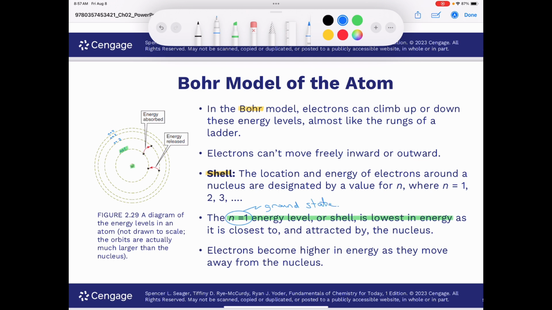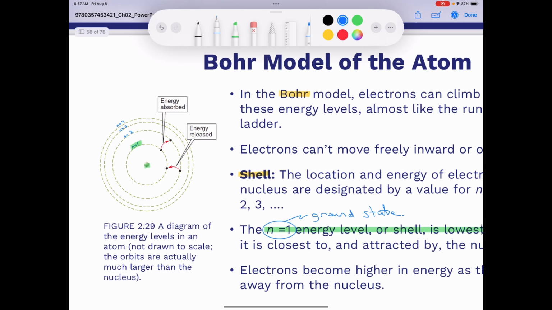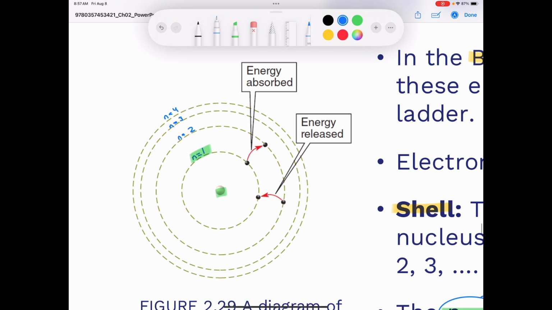And so electrons become higher in energy as they move away from the nucleus. So let's say you have an electron right here, this red electron. You can see that if it absorbs energy, it can go to a higher energy level. But then, what goes up must come down. And so if you have an electron at a higher energy level, like n is equal to 2, as is shown here, it can go back down to n is equal to 1, but it's going to release energy. And that energy that's released is in the form of electromagnetic radiation or light.